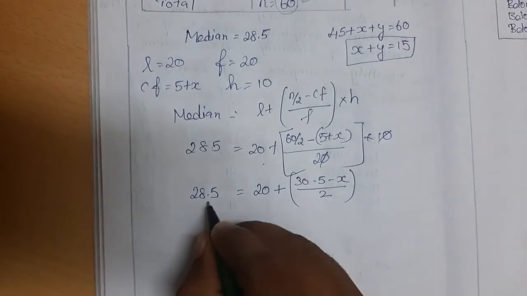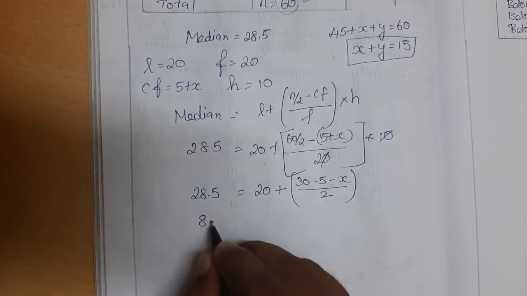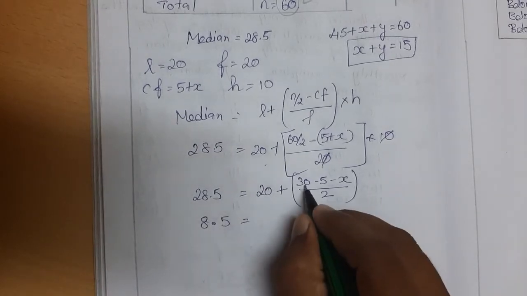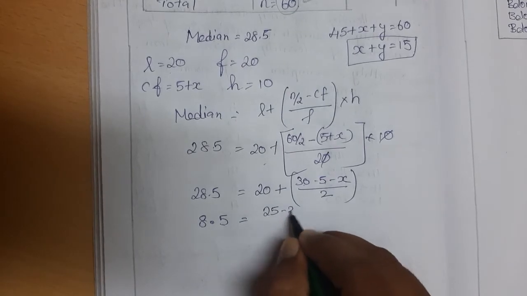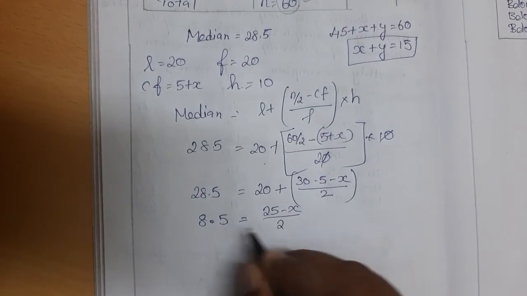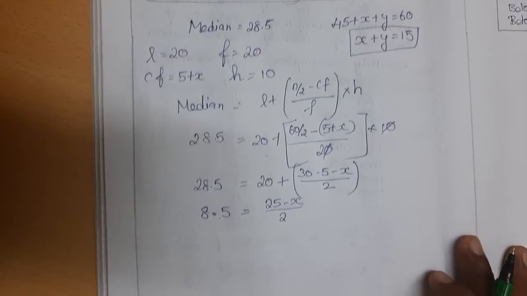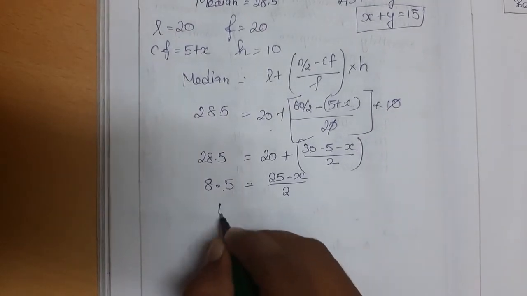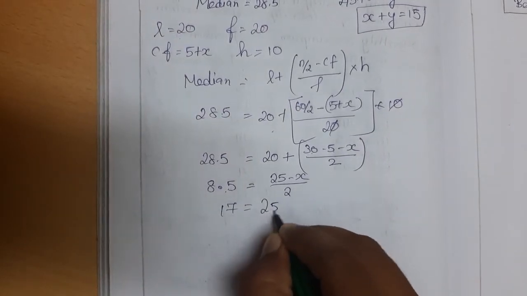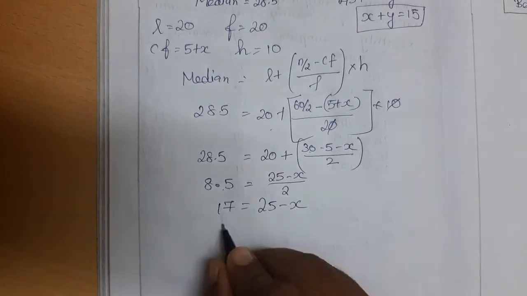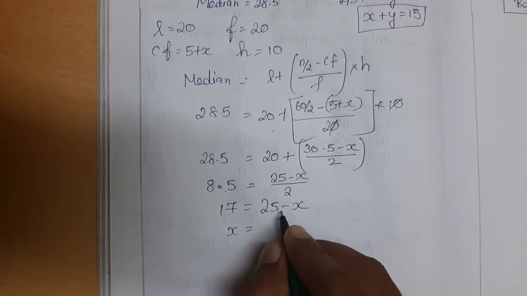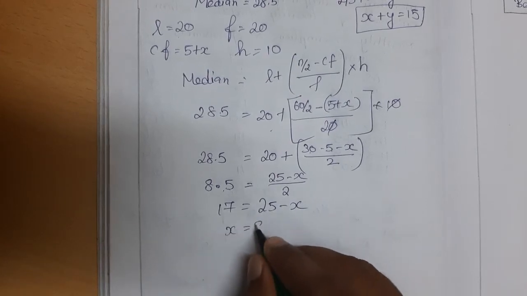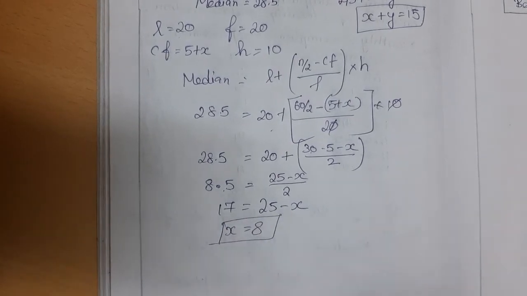So let me take this here. If we subtract, we will be getting 8.5 is equal to 30 minus 5, which is 25, minus x by 2. So next step, let me multiply by 2 here. So 8.5 into 2 is 17. So 17 is equal to 25 minus x. So let me bring the minus x here. It will become a plus, and the 17 here will become subtracted. 25 minus 17 is 8. So we got x is equal to 8.